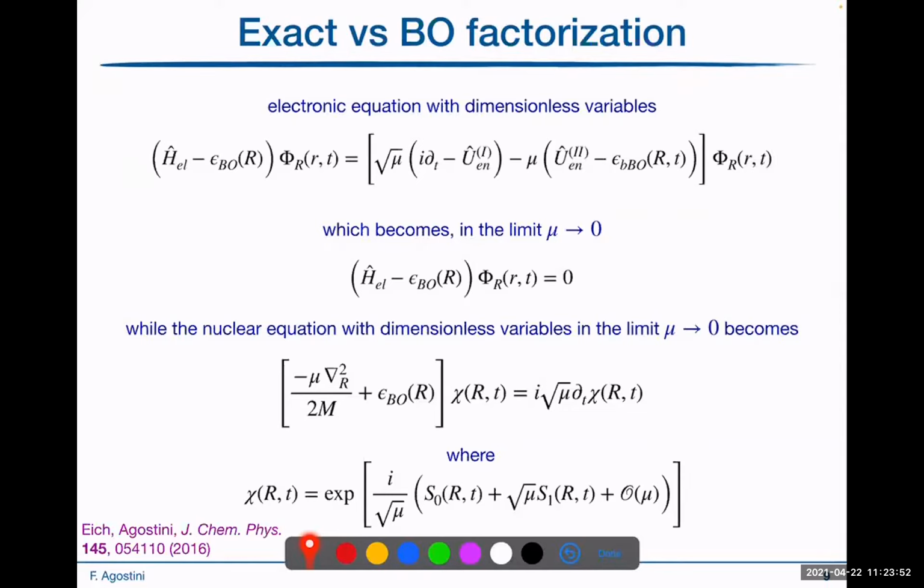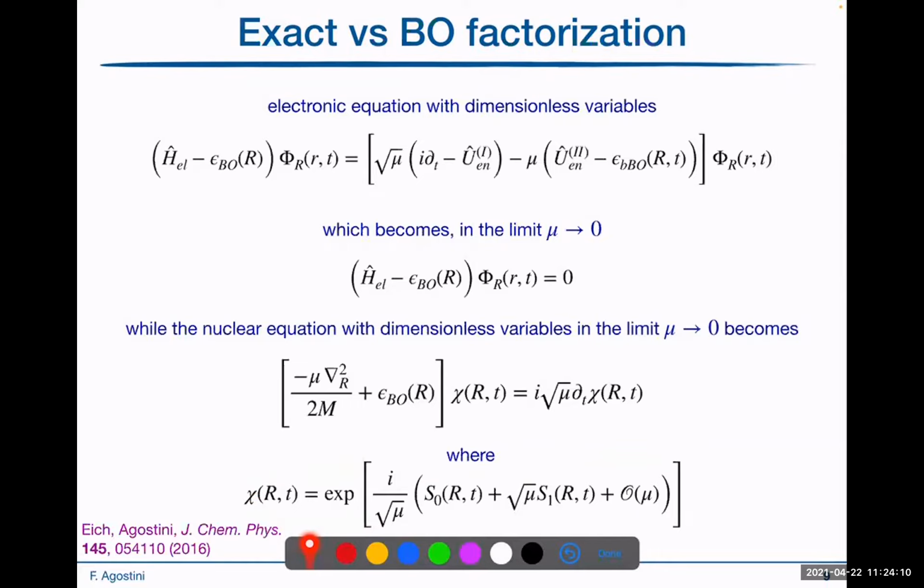And in order to account for this mu dependence in the nuclear wave function, we used a complex phase representation of the nuclear wave function, where we express the phase in a series of powers of mu.